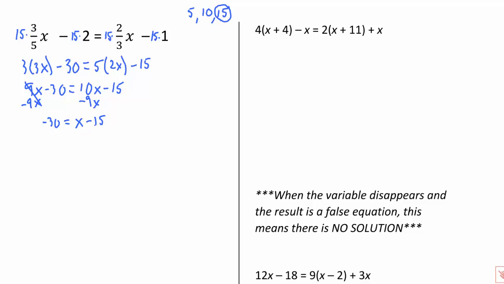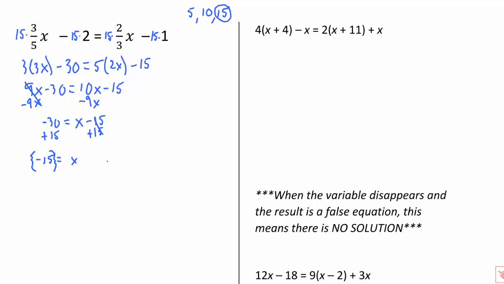Now we have the minus 15 here, which means we need to bring it to the other side. And then bringing it to the other side means we do the opposite, which is addition. So we're going to add 15 to both sides here. So negative 30 plus 15, opposite sign, so we subtract. 30 minus 15 is 15. Now, the sign is going to be negative. So negative 15 equals x.